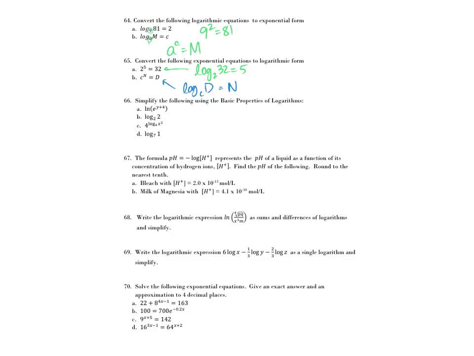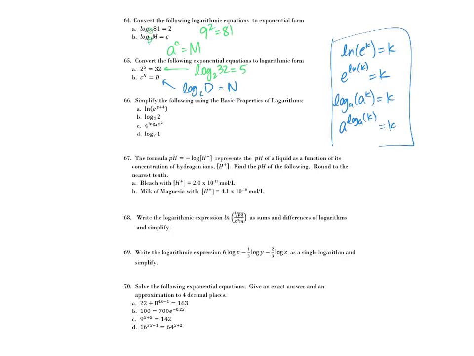Simplify using the basic properties of logs. Okay, so what are some basic properties? So we know that the natural log of e to the k is k. And we know that e to the natural log of k is k. Those are the inverse properties of e and natural log. And I know that log base a of a to the k is just k. And I know that a to the log base a of k is k. So these are the basic properties that we want to use.